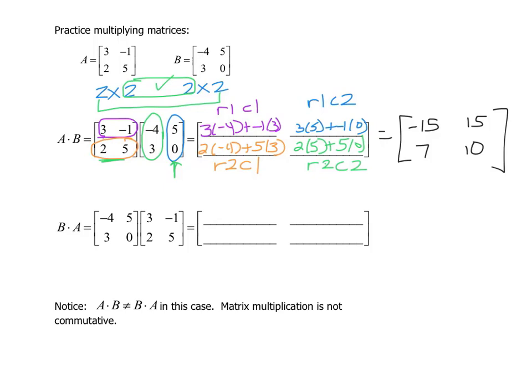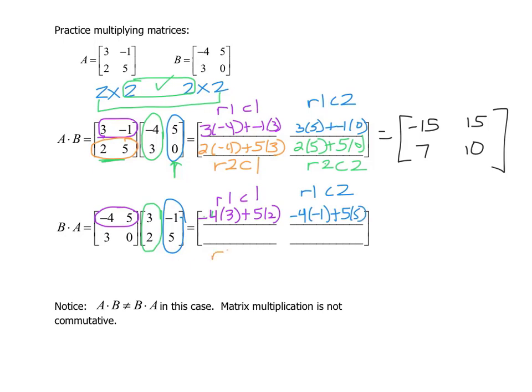So now notice that I've written the two matrices side by side because that's going to help me keep track of things. And in order to find this element here, this is in row 1, column 1, I'm going to take row 1 and I'm going to multiply it by column 1. So I'm going to have negative 4 times 3 plus 5 times 2. This next element, this is in row 1, column 2, so I'm going to take row 1 times column 2. I'm going to have negative 4 times negative 1 plus 5 times 5.